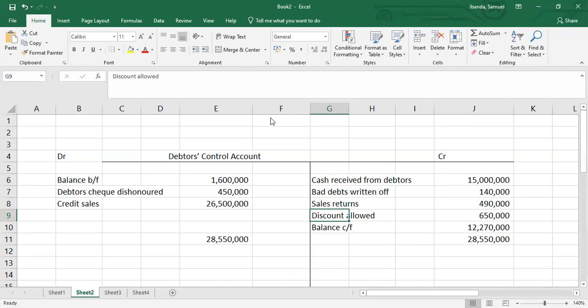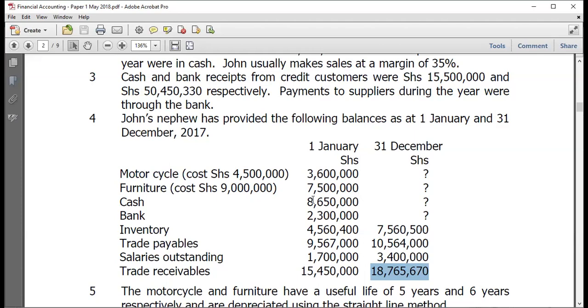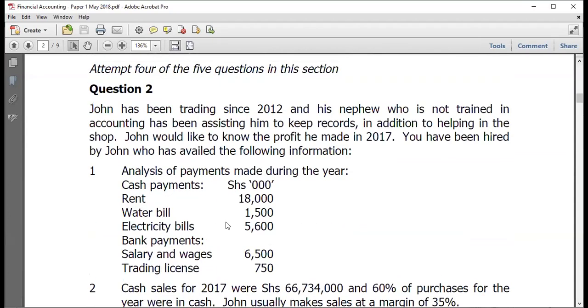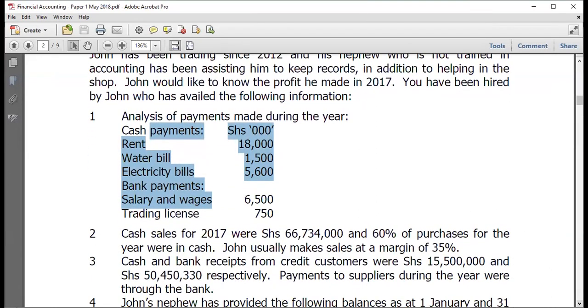So mine is to go and look at my question, what are some of those things that I can record within my debtors control account? Okay, so I'll move up from the start of the question. Cash payments, here I don't have anything that relates to the other side. Cash sales don't affect the debtors control account because they are direct cash sales. We just sold them directly. And then they are telling us that 60% of the purchases were for cash. This one I'll not take for now because I don't have the purchases right now, but I'll find them.